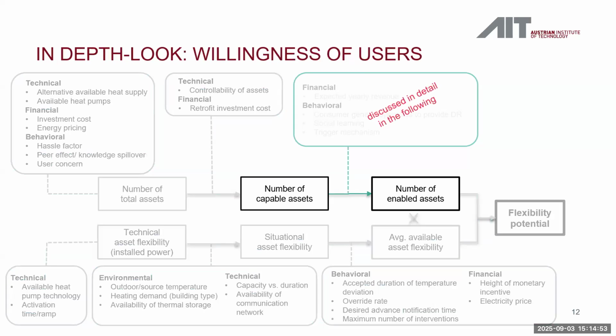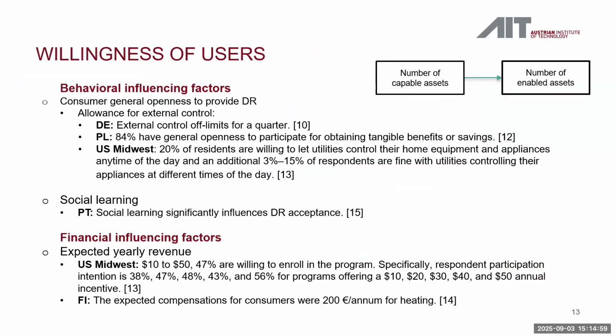Good, let's start with looking at the enabled assets. We have behavioral influencing factors, most importantly, the consumer general openness to provide demand response. So meaning, do they allow external control? I brought with me some numbers. For example, for Germany, external control is off limits for a quarter of the participants of this survey. Or in Poland, maybe more on the bright side, 84% have a general openness to participate, but if they get tangible benefits or savings. So that brings me to financial influencing factors.